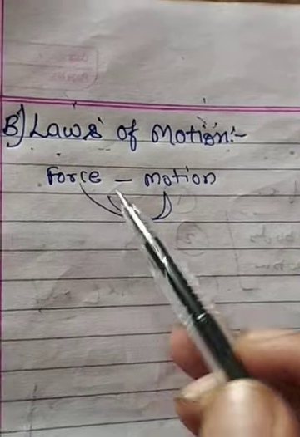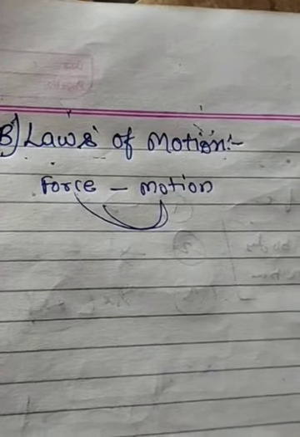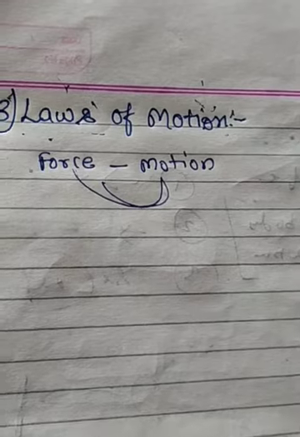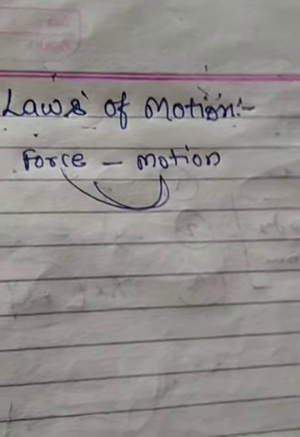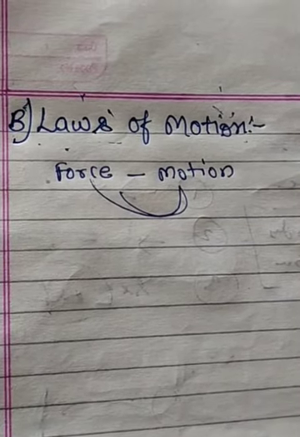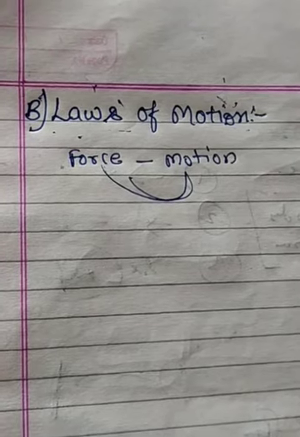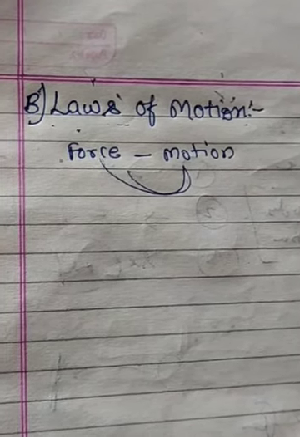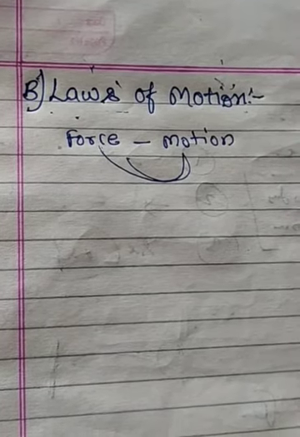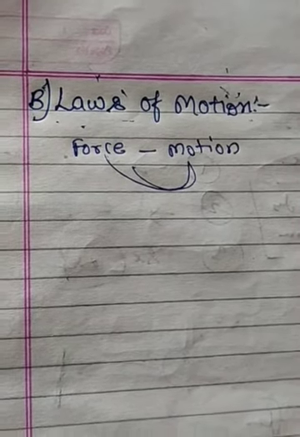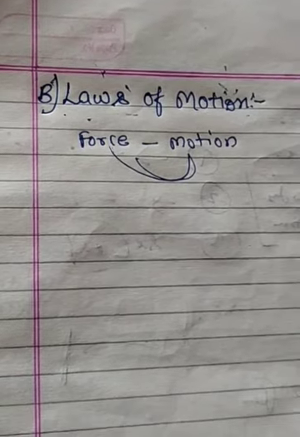These things were explained by the new scientist Galileo. But one condition is there: for keeping things in constant motion, there is no requirement of force. There is no need of force. This was explained by the scientist Galileo. He explained that there is no need of force for keeping anything in motion. Okay?